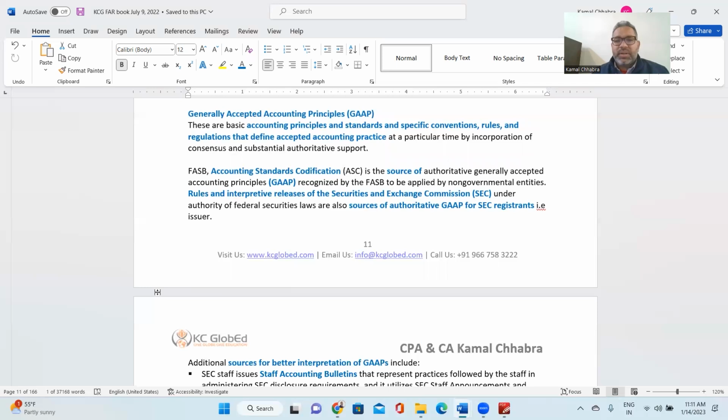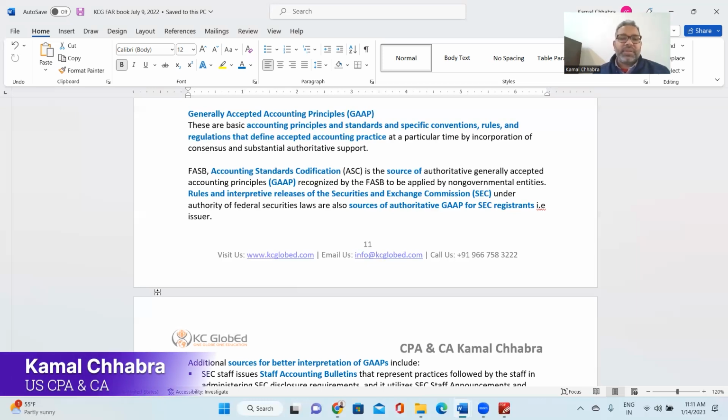It is called ASC, Accounting Standard Codification. What is the full form of ASC? Accounting Standard Codification. These are the basic accounting principles and standards and specific conventions, rules, and regulations that define accepted accounting practice at a particular time, by the corporation, in cooperation of consensus and suitable authoritative support.